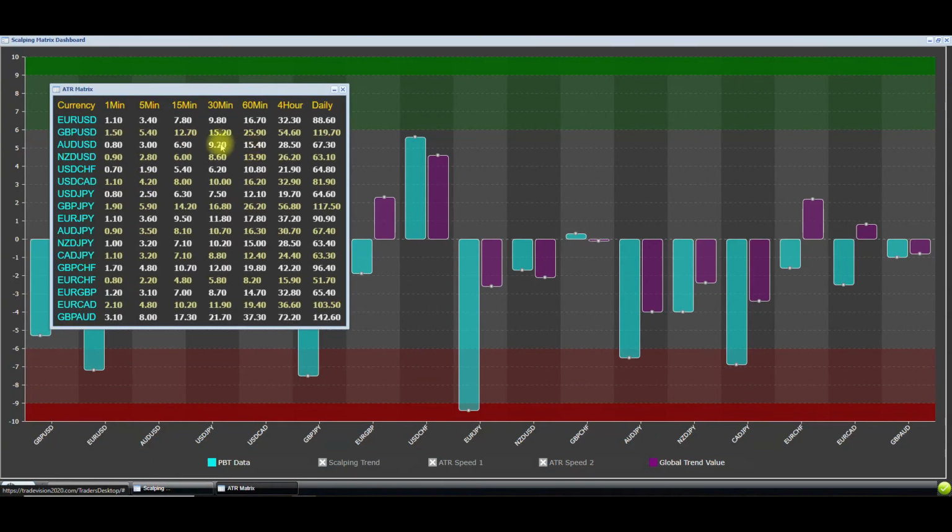For example, I'll let the pound dollar run another 15, 20 pips before I go short if it's going long, or go long if it's going short, because I know that it's going to go a little further after it hits that value. And I've just learned that from watching these tools over the years.